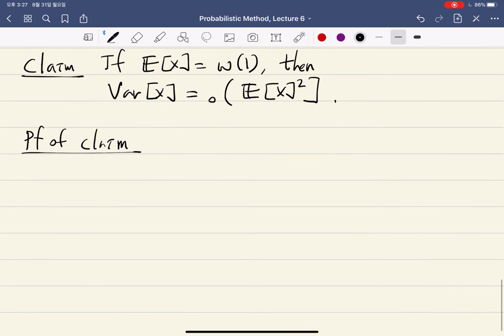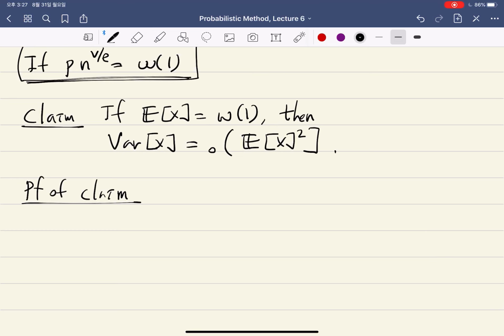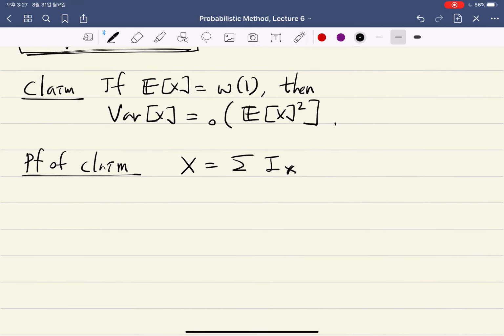So we consider this claim. Again, we have this X as a summation of indicator random variables. For the indicator random variables, we know that X is a summation, and we know how to write the variance of X as a summation of the variance of each one of them, plus the covariance of the pairs of them.